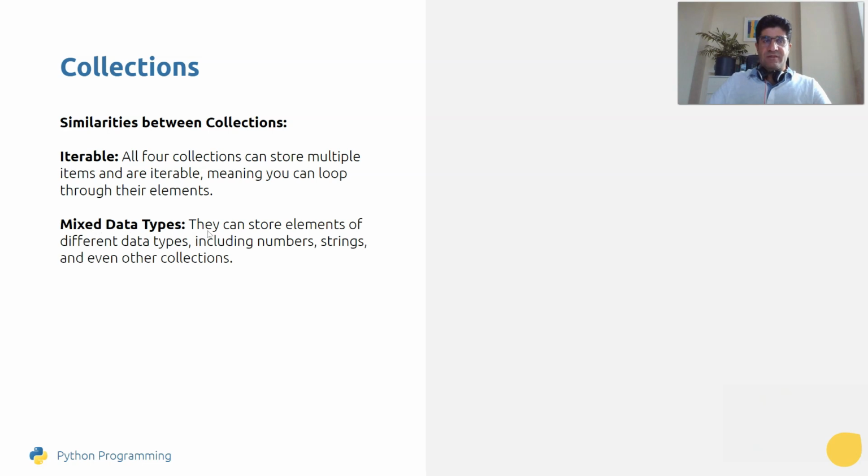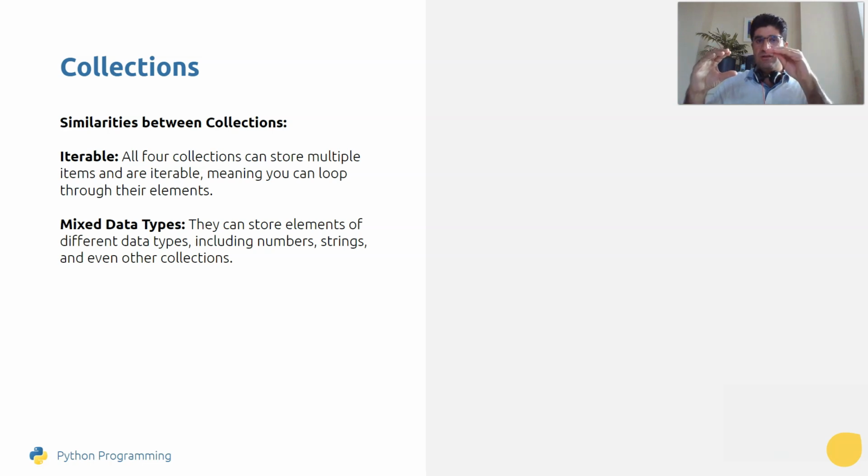Mixed data types. In fact, they can store elements of different data types, including numbers, strings, or even other collections. For example, if you have a list, the first item can be a string, the second item can be a number, the third item can be another list. As with loops, if you remember, in the loop we mentioned the nested loop.